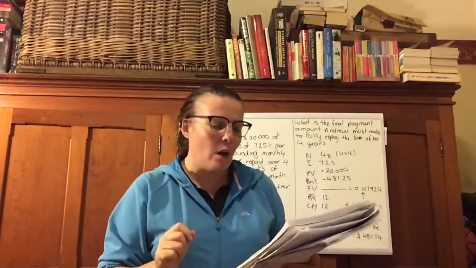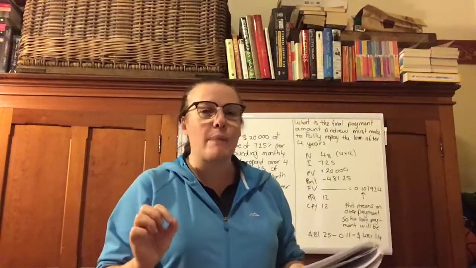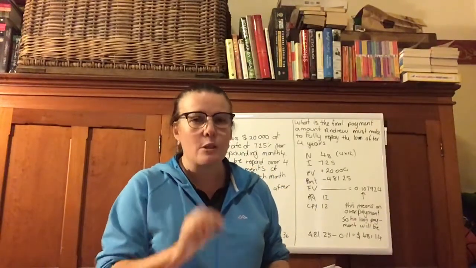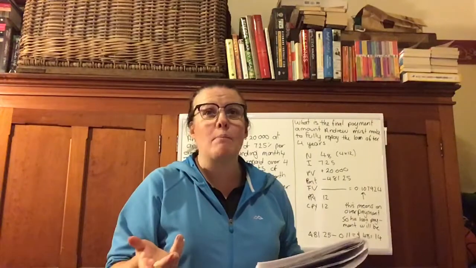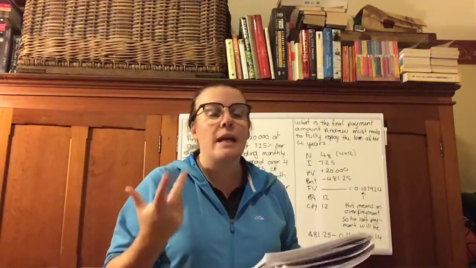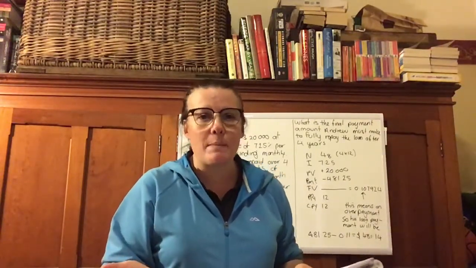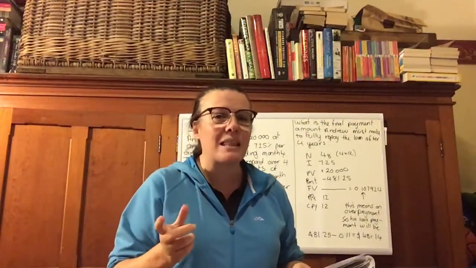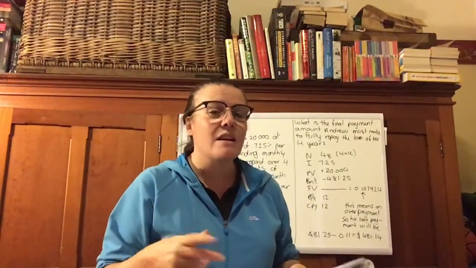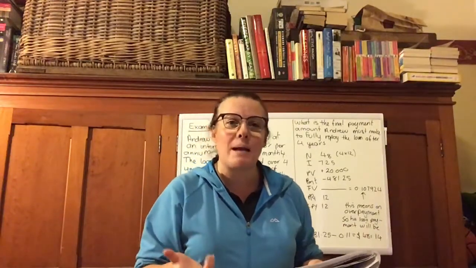The PPY stands for the number of payments per year. So if payments are being made every month, that's going to be 12 payments per year. If payments were being made bi-monthly, that's every 2 months, then obviously there's going to be 6 payments per year.